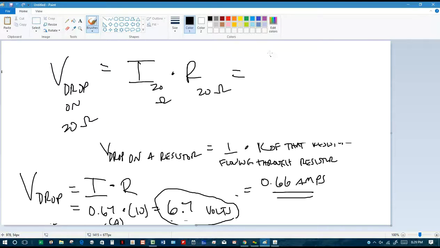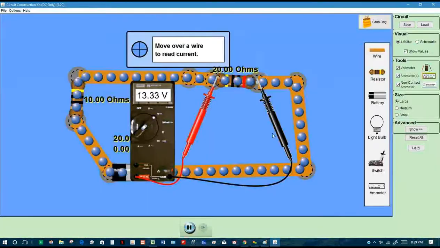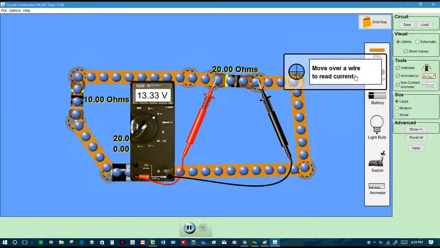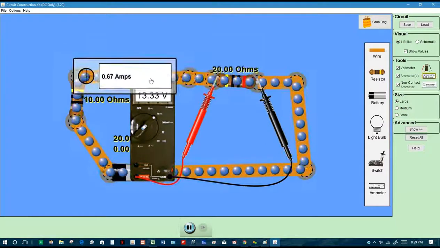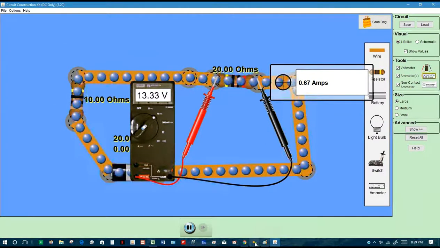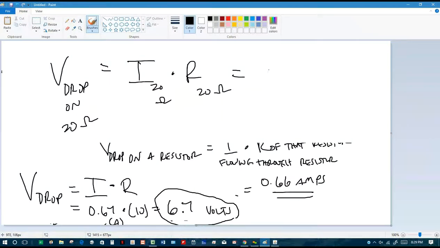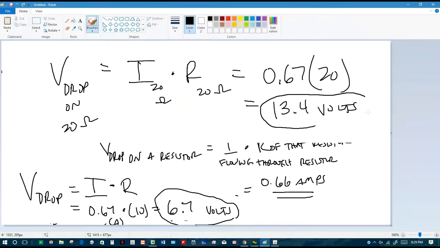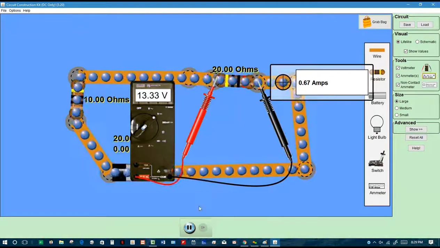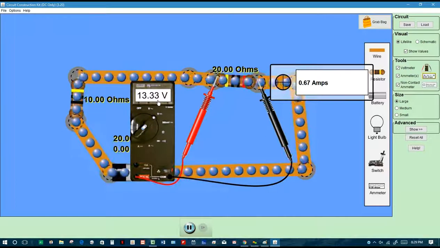How much current was flowing through the 20 ohm resistor? 0.67? Yeah, the same amount, because that's a rule. Same amount everywhere, right? So you go back here, you say, okay, I can do that. 0.67 times the resistance of a 20 ohm resistor, which is 20 ohms. And when you do that out, you're going to get 13.4 volts, right? And so then you go back to the picture, the app, and you go test it, and how much do you get? 13.33, which is rounded up to 13.4. You see that?